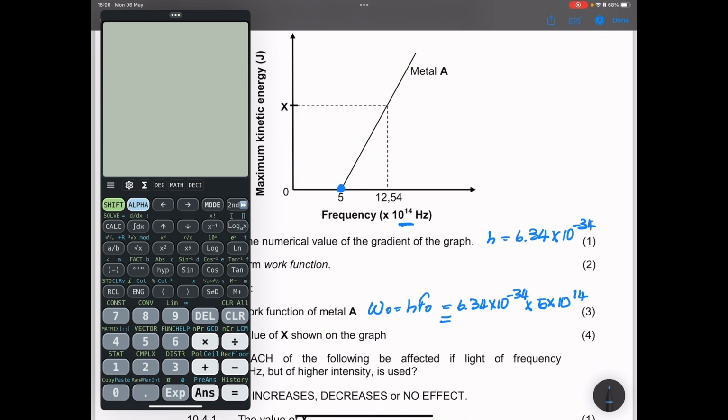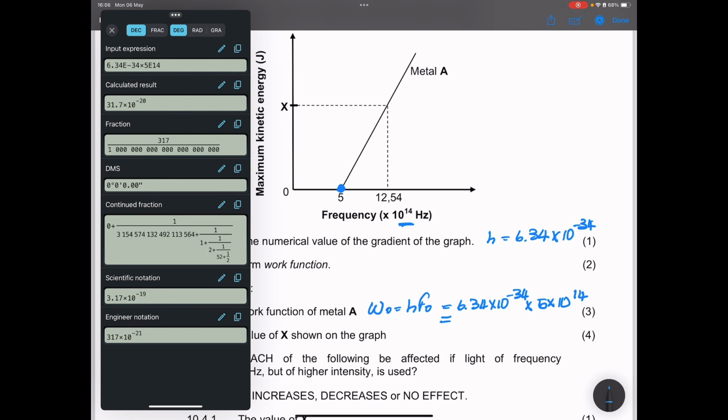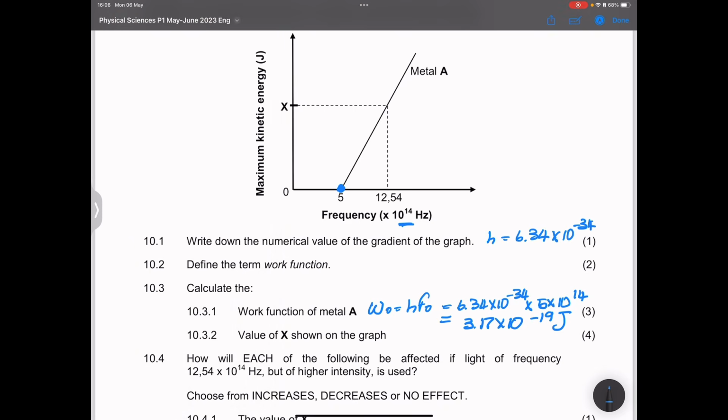This is 6.34 exponent minus 34, that's Planck's constant, multiplied by 5 exponent 14. Okay, so in scientific notation, this becomes 3.17 times 10 minus 19, and that is in joules. That's the work function, right?